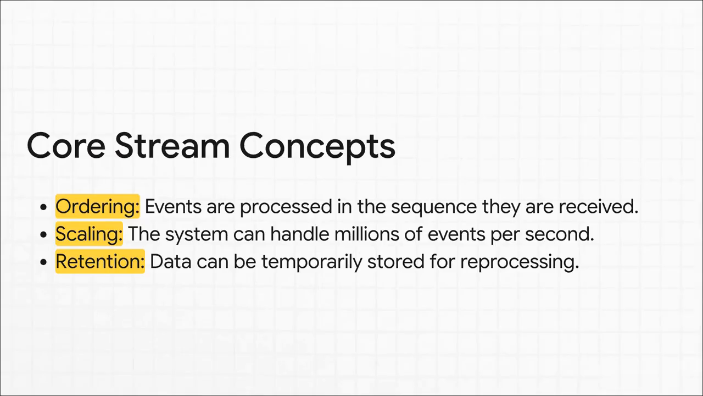And this superhighway, it has some rules of the road to keep things from turning into total chaos. First up is ordering. This just means your clicks are processed in the exact sequence they happened. Super important. Second, it can scale like crazy. It's like the highway can magically add more lanes the second rush hour hits. And third, it has a memory, which we call retention. The data is stored for a bit, so if anything goes wrong, you can just hit replay and reprocess it.